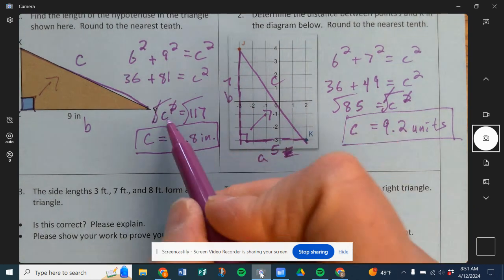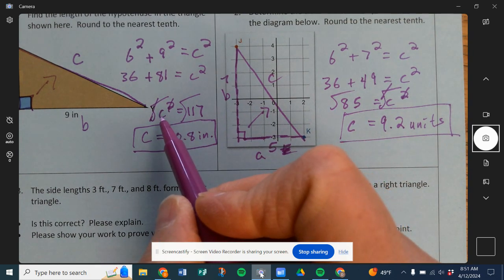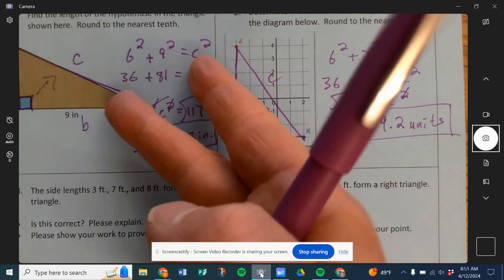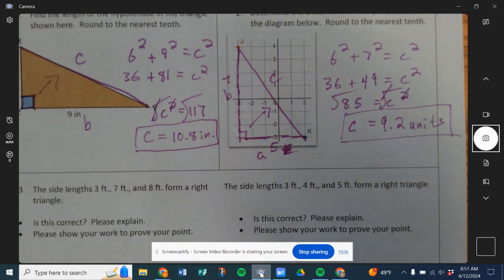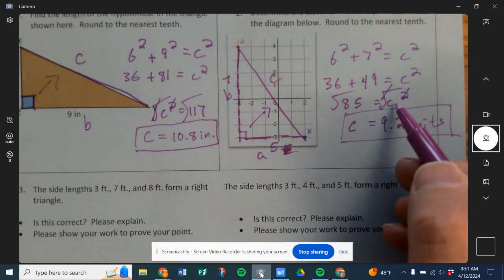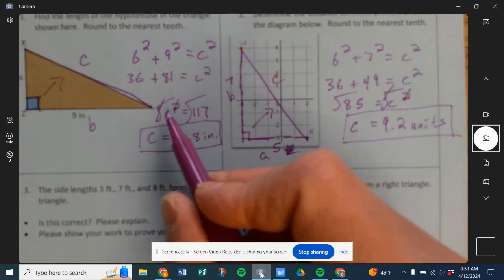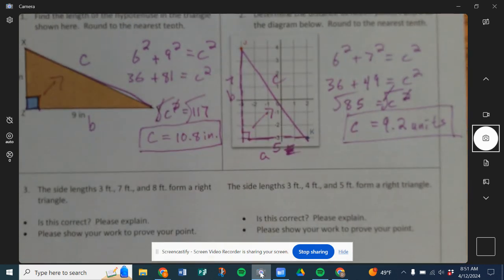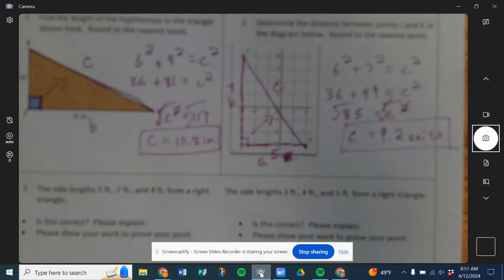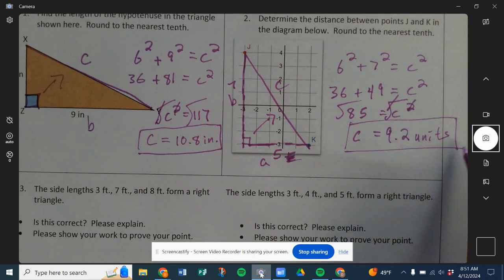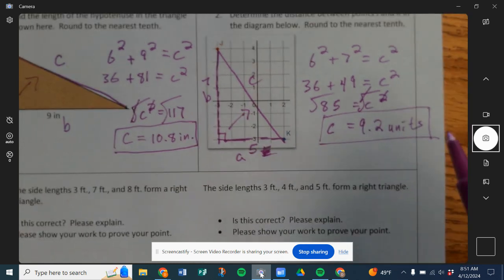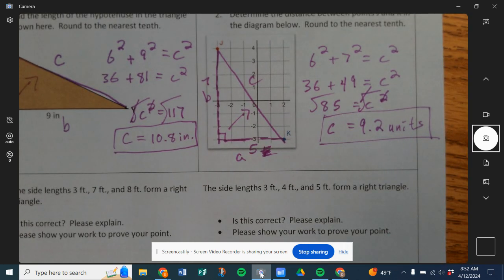You'll notice that on this one I had the C squared on the left. I flip flopped it at this point, but I didn't flip flop it here. The reason you can do that is because it doesn't matter, right? You can have the C value on the right and the number on the left, or the C value on the left and the number on the right. Doesn't matter for purposes of the math. It's not going to change anything. But when you write your answers, you should probably put it in this format where it's C equals 9.2 rather than 9.2 units equals C.